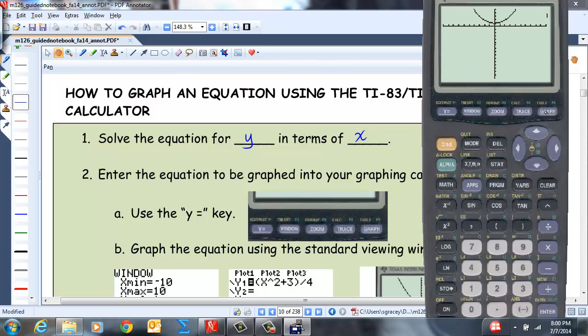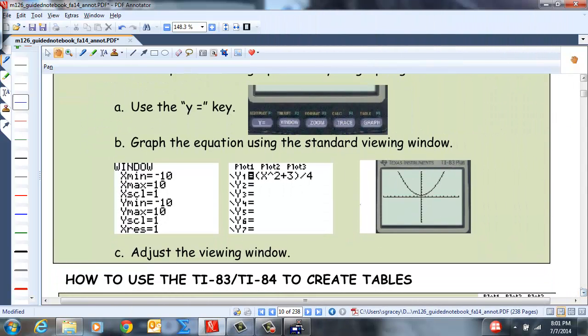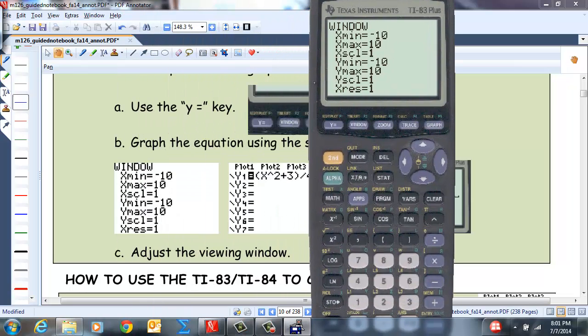Now my window right here is not in the standard view. If you go zoom and you go zoom standard, which is number 6, it gives you plus or minus 10 on each axis. So as you see, this is the same picture. I'll bring it back up again. This is the same picture that's there. Okay, so far? All right. So the window, just to show you, this is the window that comes up with the standard. And I also copied that window here for you. All right?